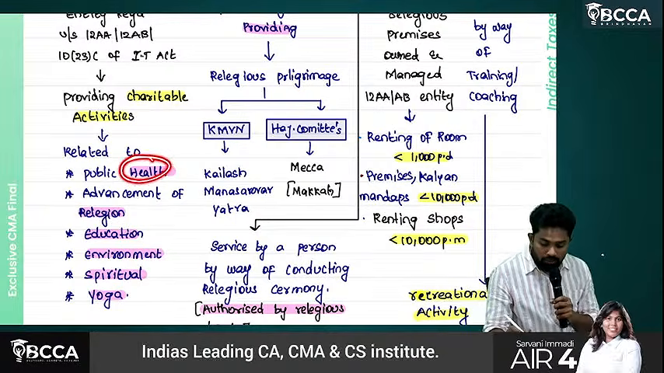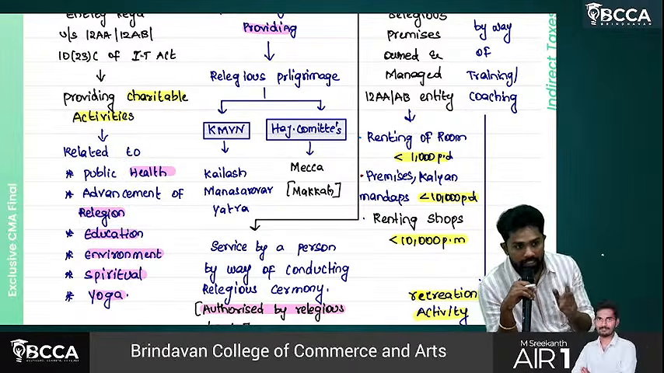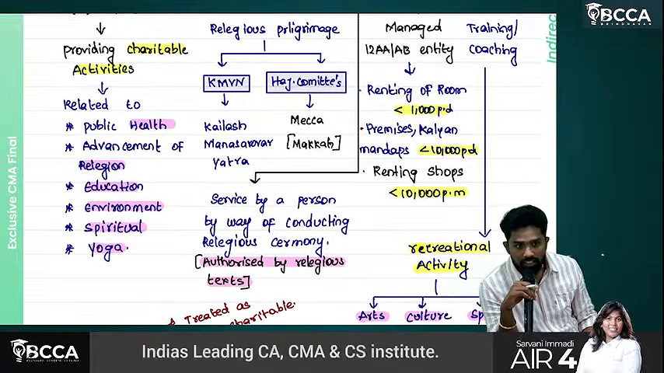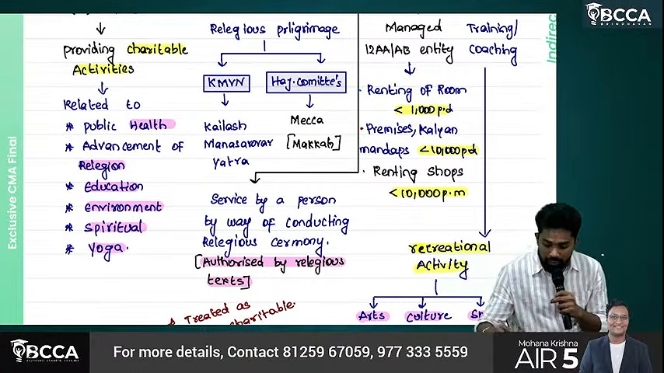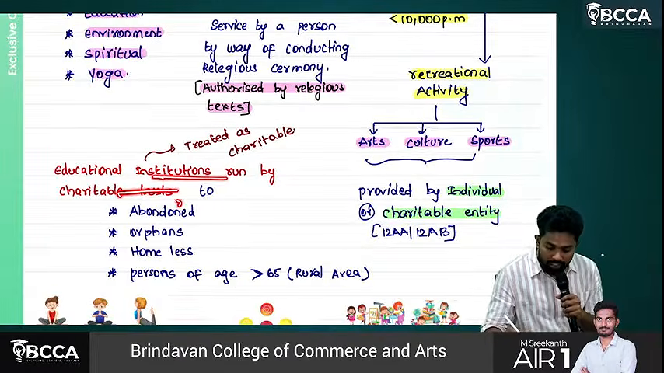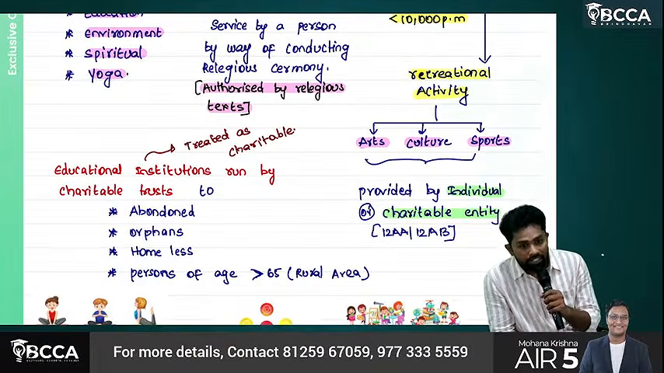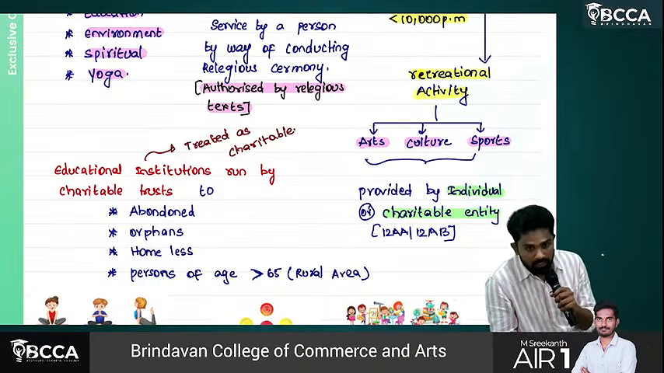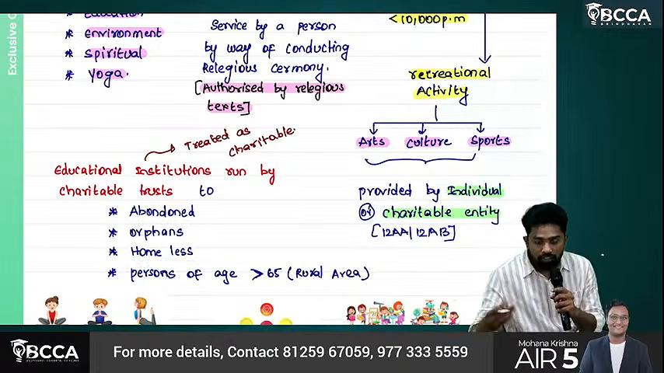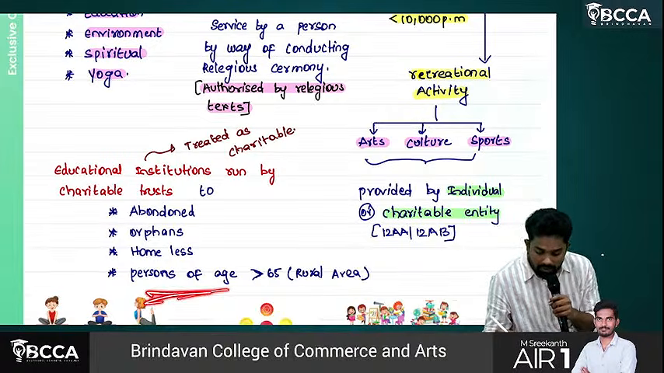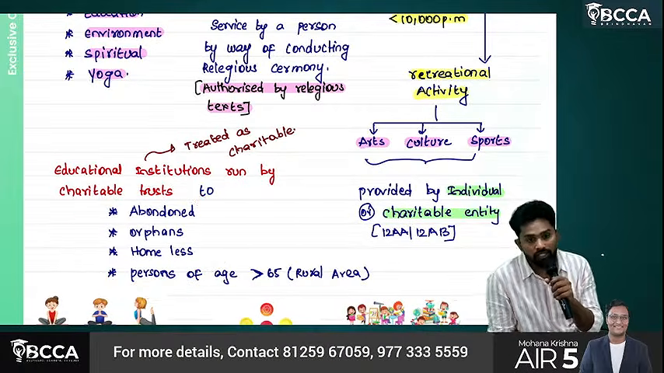It would be related to health, religion. So religion, in a temple, the entry tickets, puja tickets, all those will be there, right? That's called advancement of religion. Then education also. Sir, education comes under charity when it is being provided to abandoned. Abandoned means parents are there but they couldn't raise the child, so they abandoned the child. And orphans, with no parents at all. Then homeless, who live on the streets. And persons of age more than 65. For these people, if education is provided, then it comes under charity.